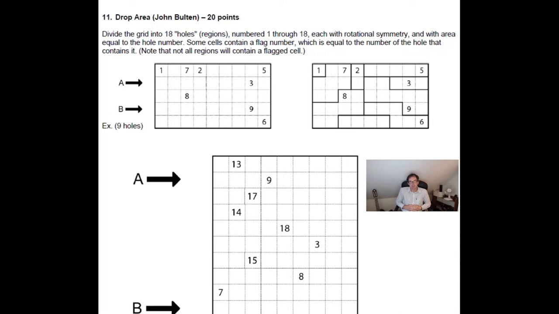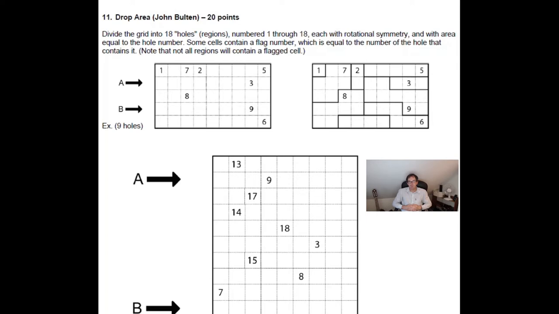Now, you can see there, hopefully, the instructions on the screen. So it's a puzzle called Drop Area by John Bulten, worth 20 points, which is a fairly hard puzzle in the context of this competition. It's sort of a 15-20 minute puzzle for very, very good solvers, perhaps slightly less than that for the very best solvers. So definitely do take a look at it and challenge yourself with a stopwatch if you think you might be competitive.